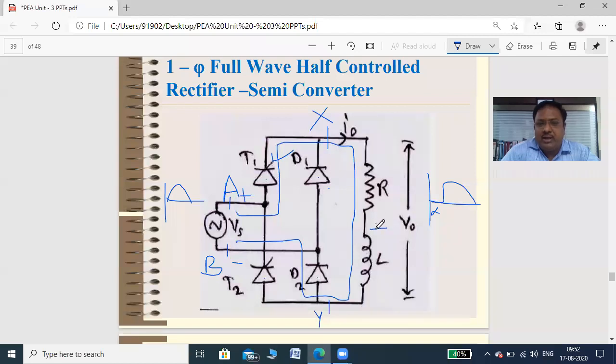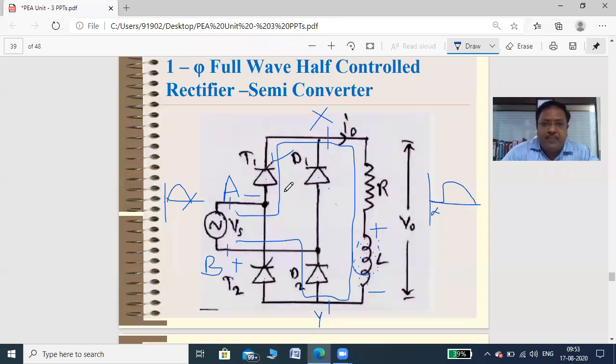Now the inductor immediately starts to store energy in its magnetic field, right? So during the on time of T1 and D2, the inductor stores the energy. As soon as the supply gets reversed, at time t equal to pi, right? So what happens? A is now negative and B is positive. Okay. So B is positive and A is negative. A is negative with respect to B.